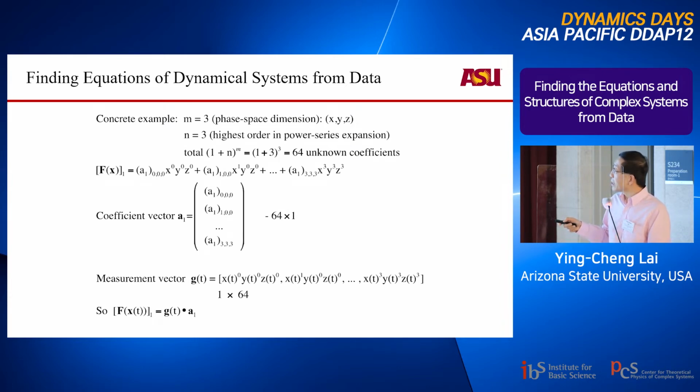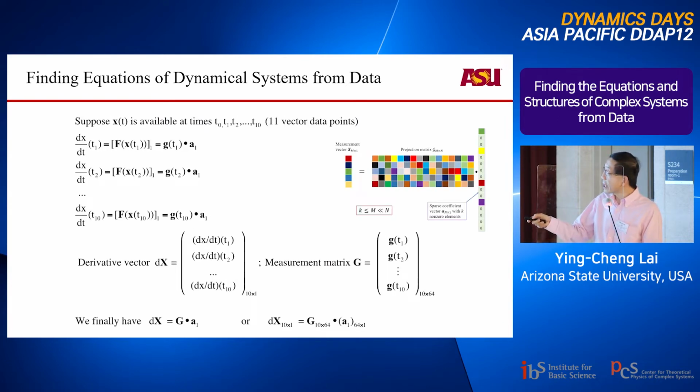If I'm looking at a three-dimensional space like a Lorenz system, x, y, z, and we expand to the third order, then the total number of coefficients to be determined is 64. The first component of the velocity field can be written in this fashion, and the coefficient vector is basically 64 by 1. As a measurement vector, you organize this expansion here, and it will be 1 by 64. So this f(x(t)), the first component, can be written as an inner product between this vector and this vector. We continue looking at different time moments, say 11 vector data points. We use 11 because we need to figure out the derivative from data. The first moment is given by this, and the second moment, and so on, and we list until 10 time instances.